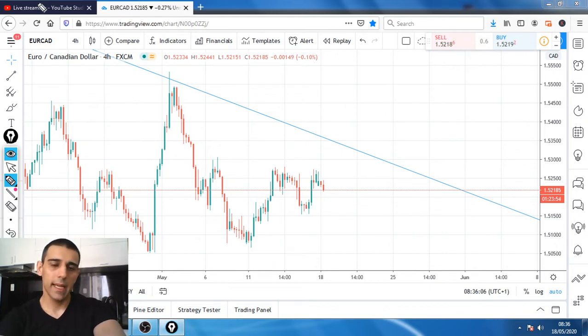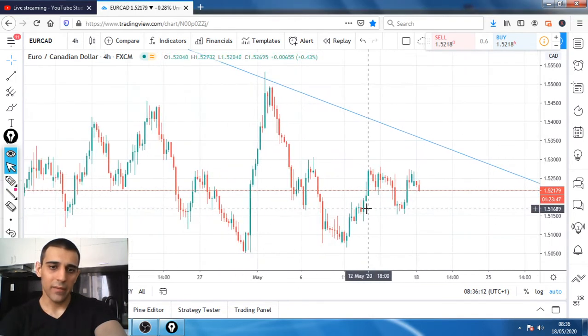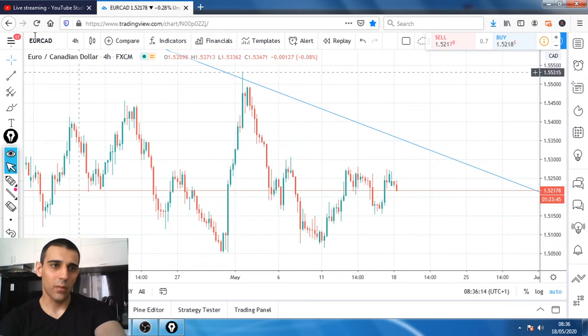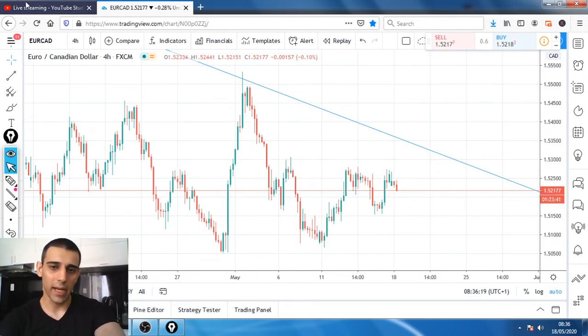Euro against NZD. So I will not mention any levels. I'm not going to write the levels in this case because it doesn't look that good.